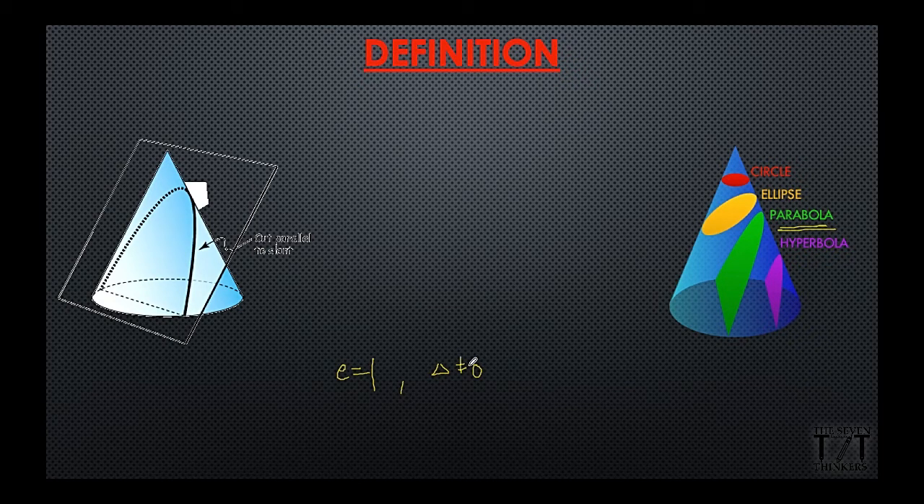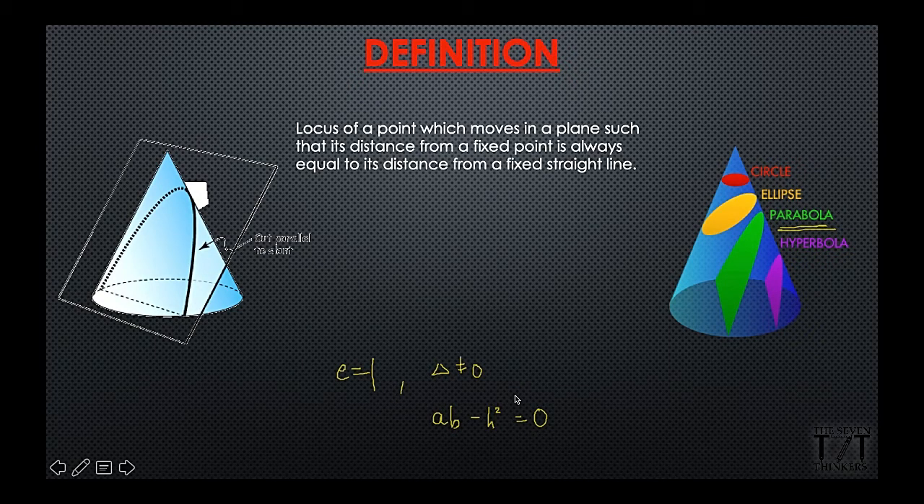So guys, this is what we have discussed before. And the last point which we discussed was AB minus h square is equal to 0 for the parabola. This was discussed. But what is the definition of parabola? The definition of parabola is the locus of a point which moves in a plane such that its distance from a fixed point is always equal to its distance from a fixed straight line.